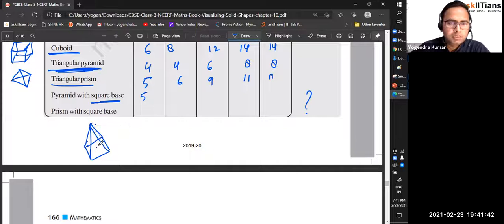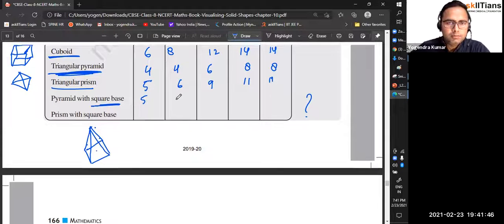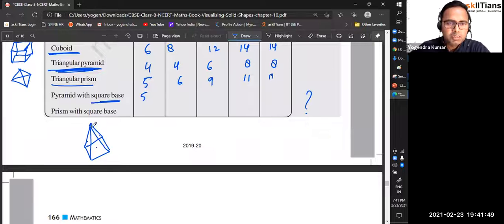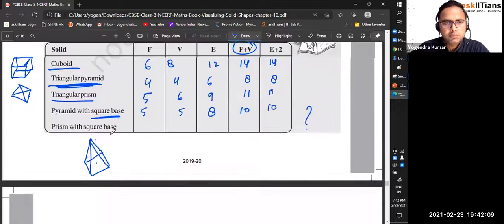So 5 faces total. Now V, how many vertex are there? 1. And how many down? 4. So 5 here again, right? Now, how many edges are there? 1, 2, 3, 4, and 4 down, right? So we have 8, right? Can you see now here what? 10. And then here also it is 10, right? Can you verify this?